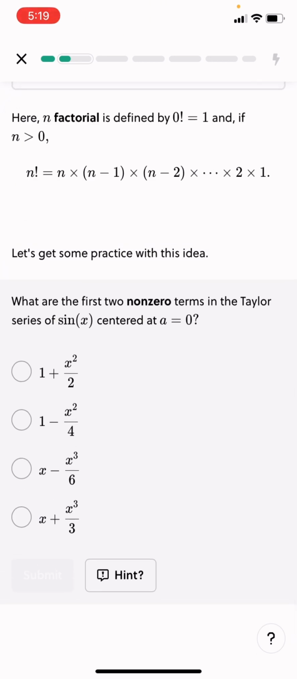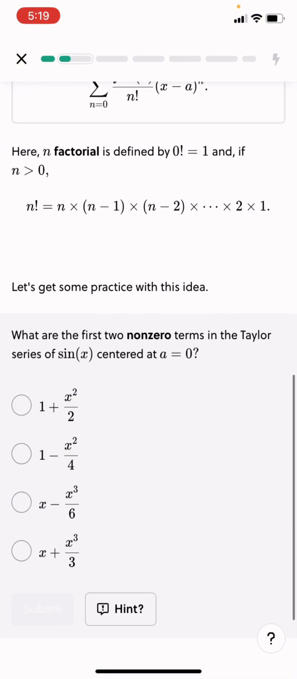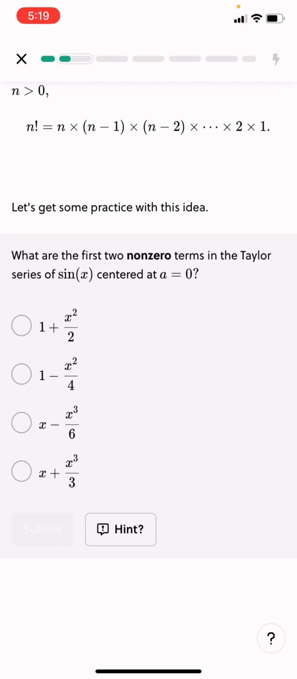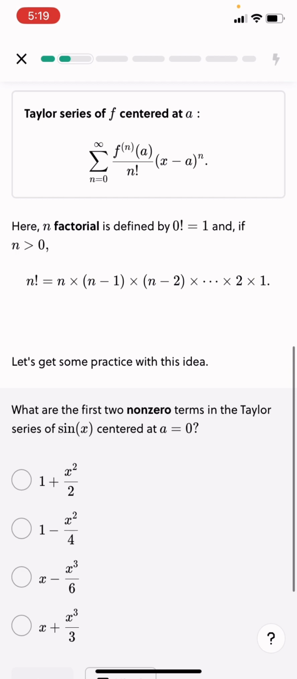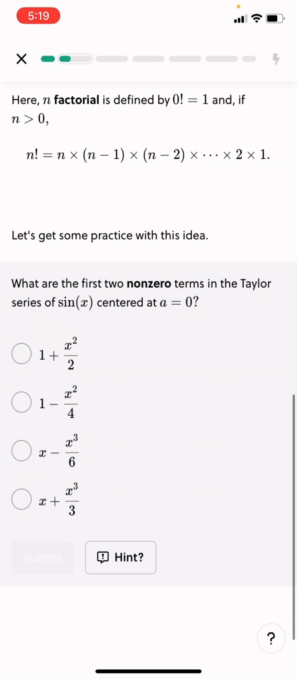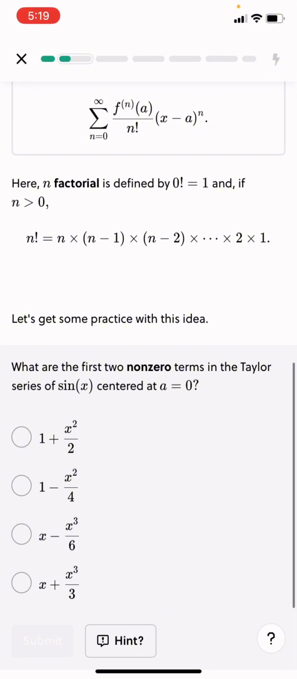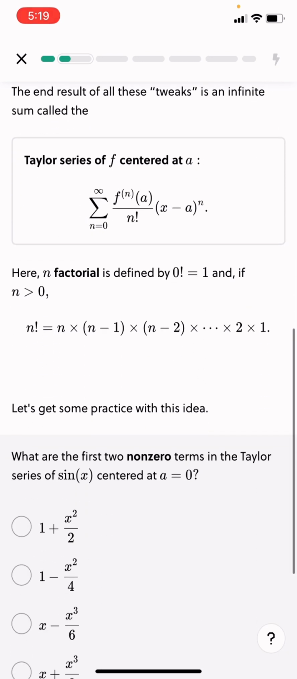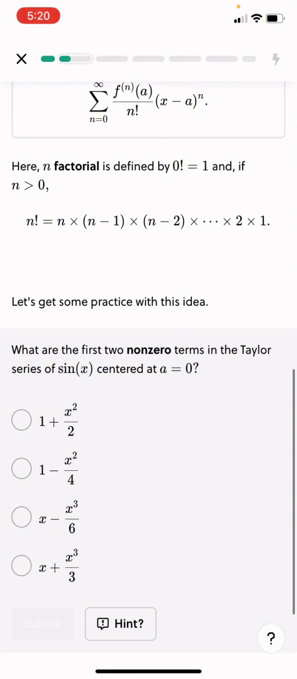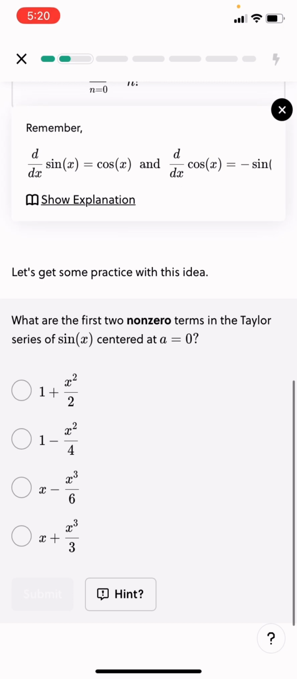So, let me look at this again, see if I could get a hint or something. This is a little hard. What are the first two non-zero terms in the Taylor series of sin x?